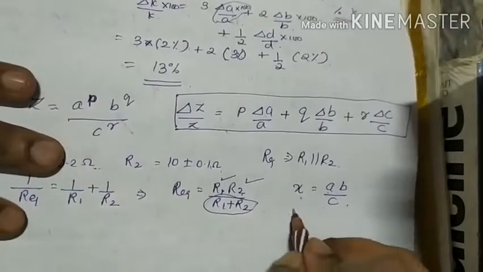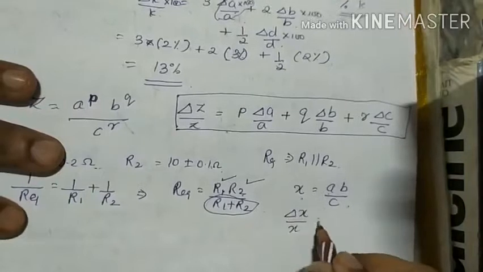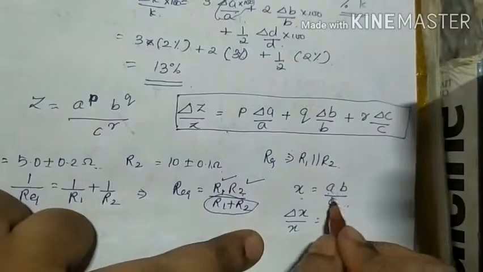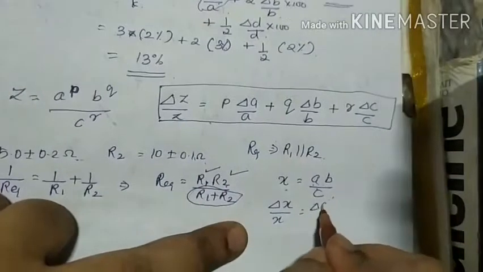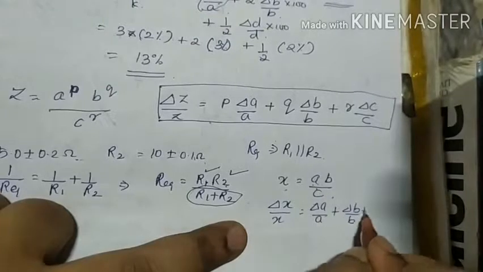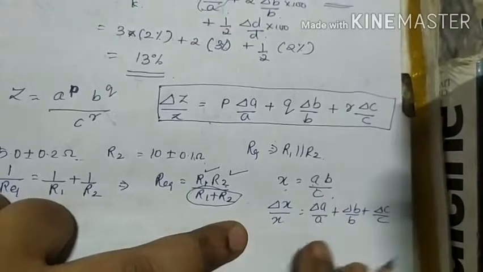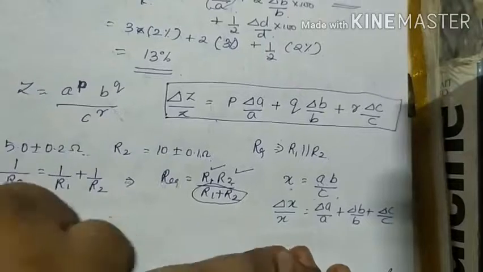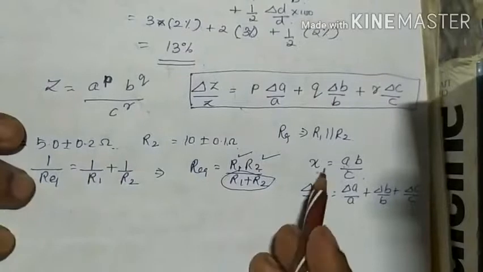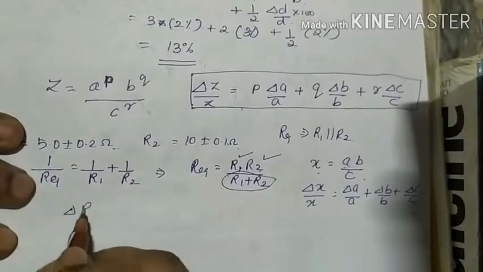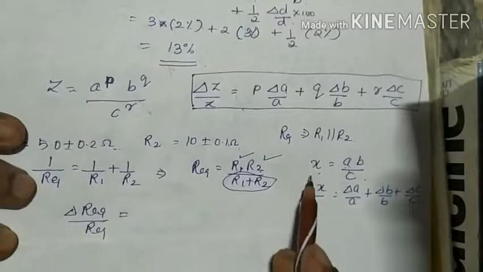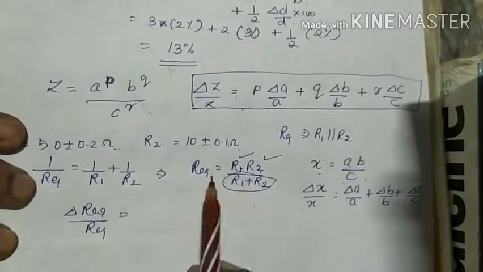So how would you find the relative error of X? Delta X by X, just like the previous one. A has no coefficient, right? So delta A by A plus delta B by B plus delta C by C. Now I'm going to replace the values here, guys. Delta X by X here becomes, R equivalent is X, so delta R equivalent by R equivalent. Replace the terms here.